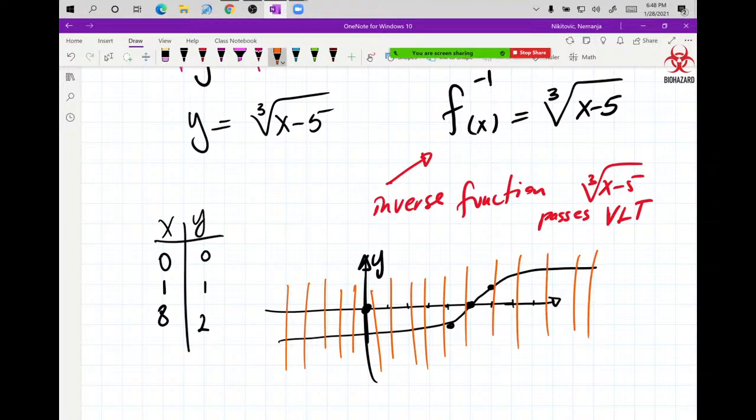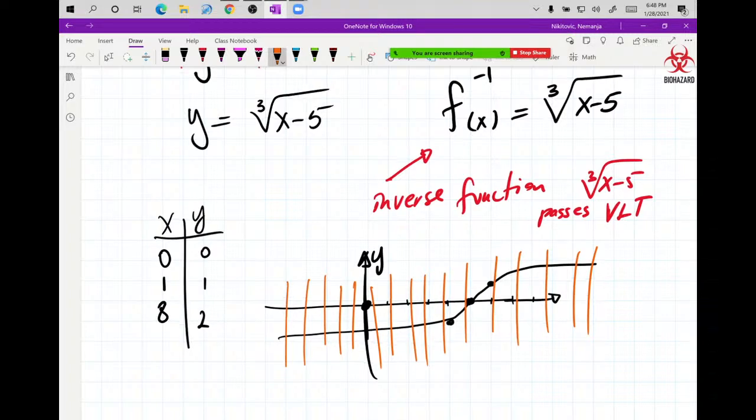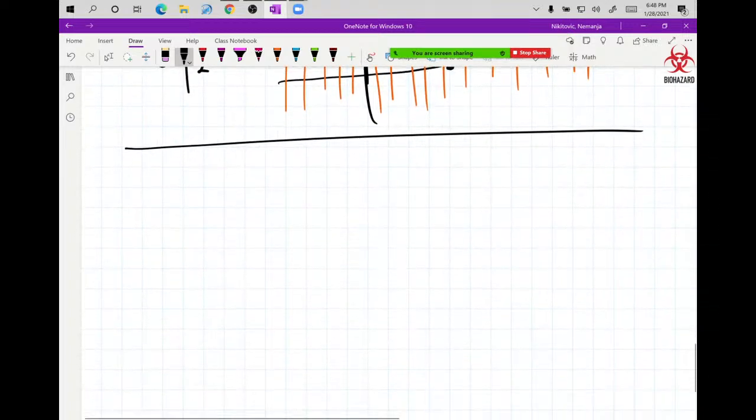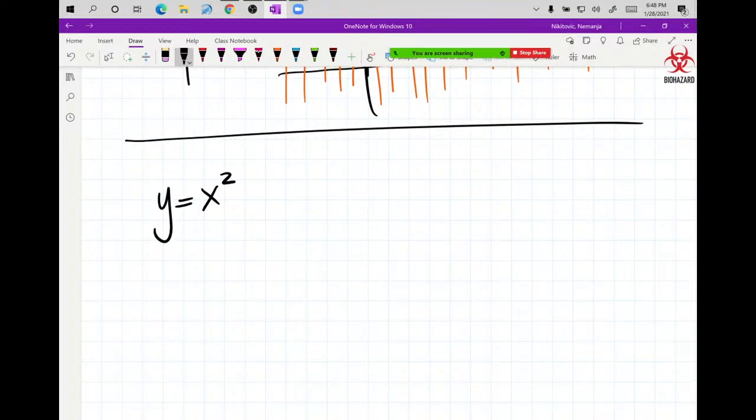And because it passed the vertical line test, it's a function. So our problem here has the inverse, and that inverse is a function, so it's an inverse function. Now we're going to contrast that with another friend we have, y equals x squared.